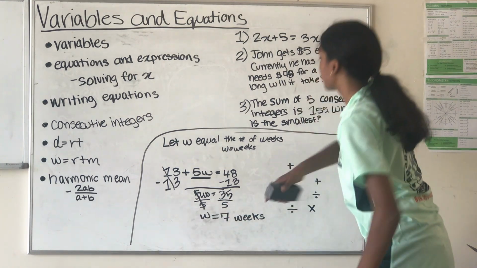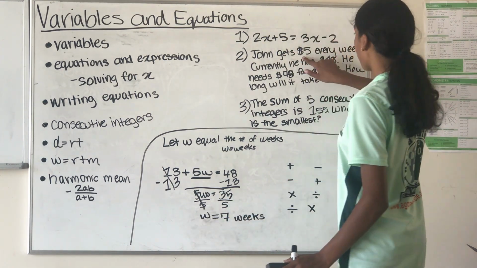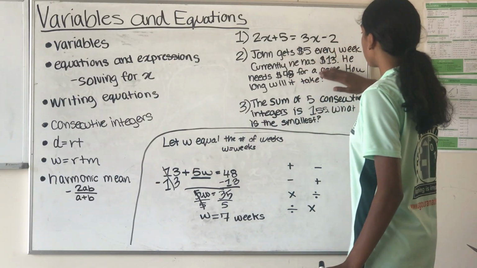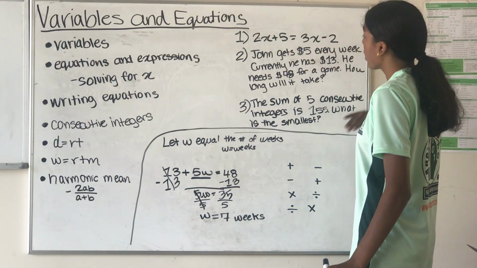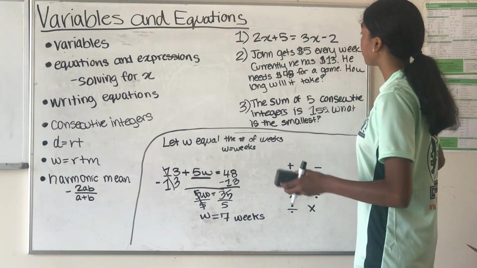You can try it for yourself, but if we were to try it, we'd do 7 times $5 every week equals $35. $35 plus $13 to start off with gives us 48. So that's how we're going to do the second one.